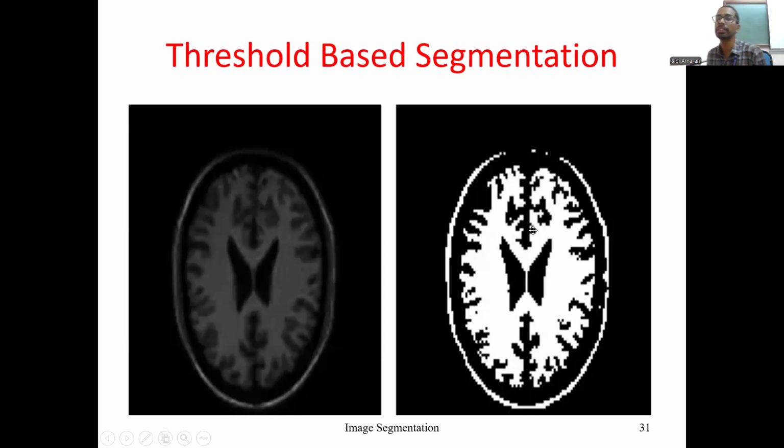So this is the threshold based segmentation. Initially, the quality of the image is not good. I'm going to degrade that. I'm going to improve the quality of the image. Then I have to represent the pixel value for both the black and the white color.